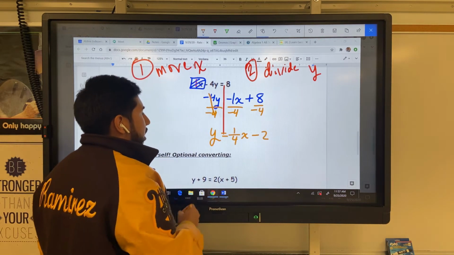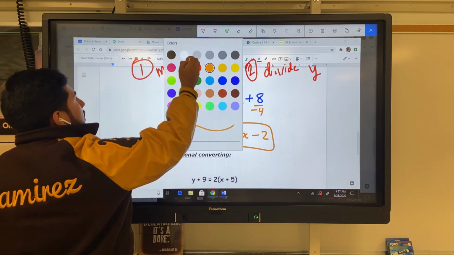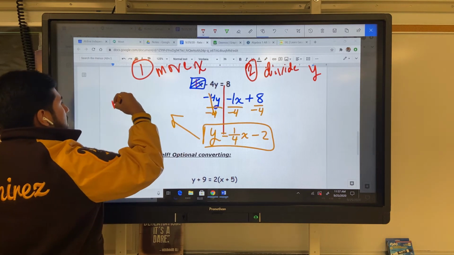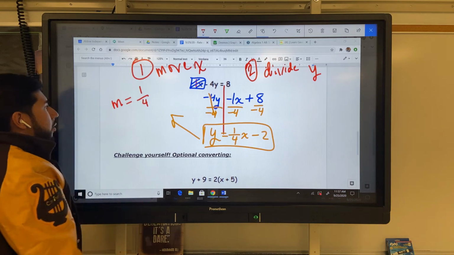Double checking your calculator. What's my slope? Slope is m equals 1/4. Boom.